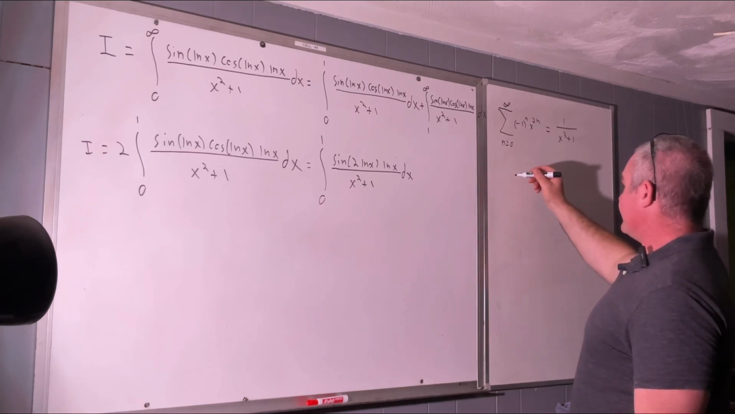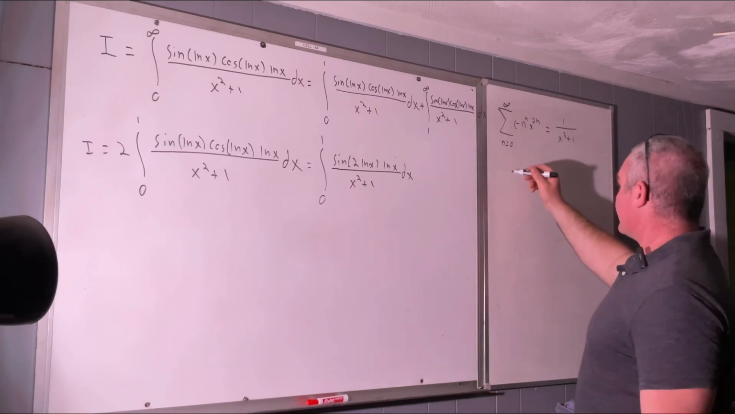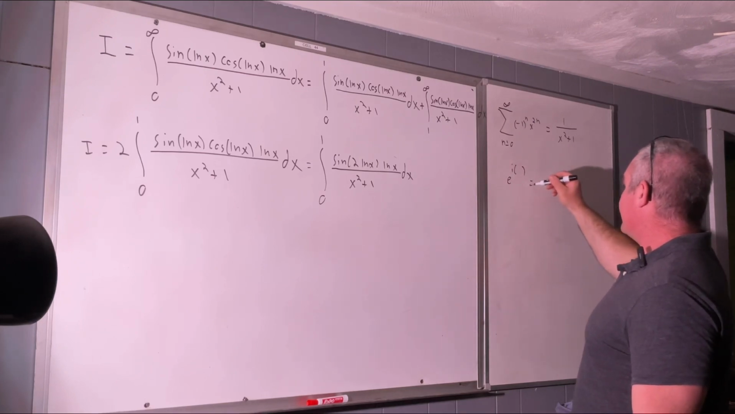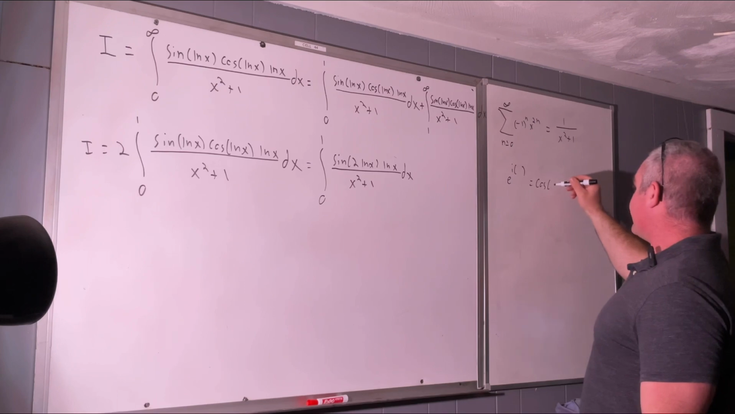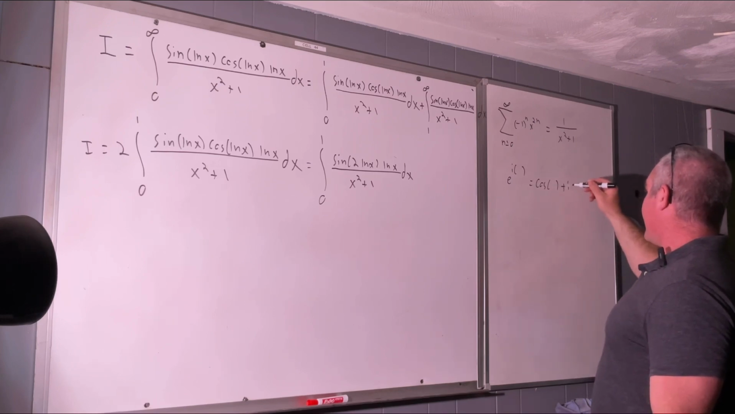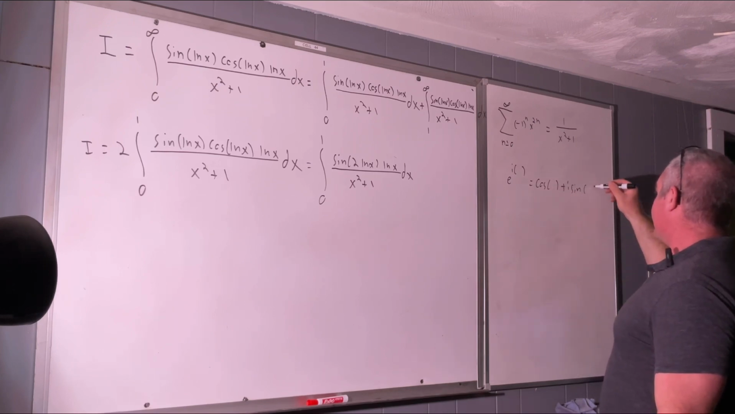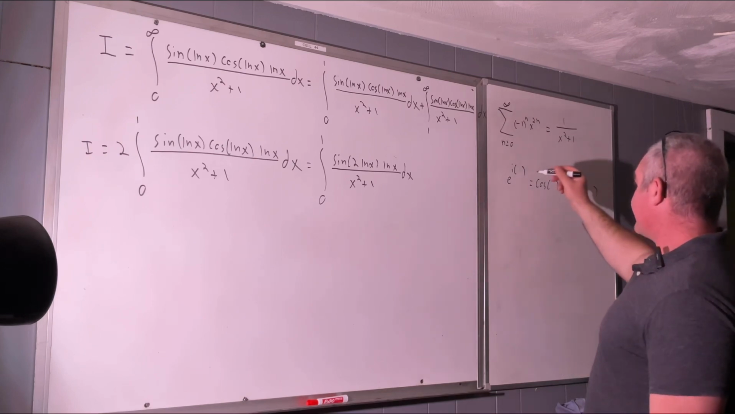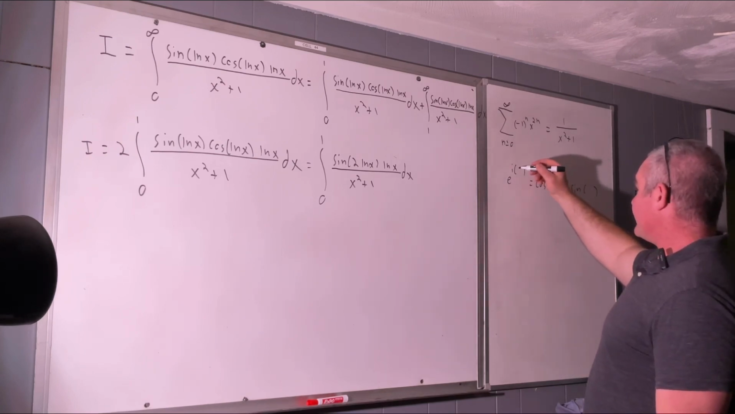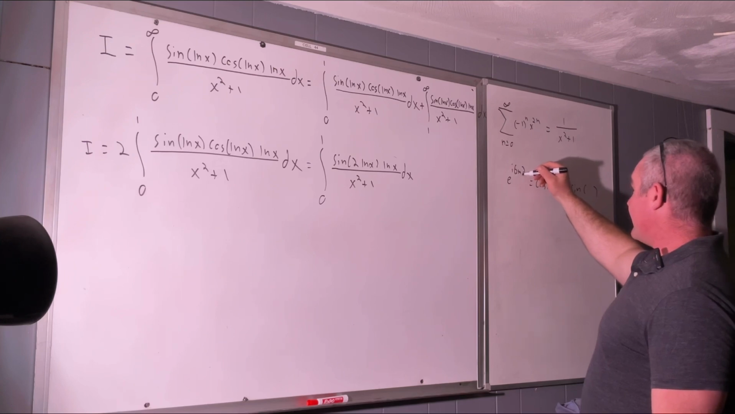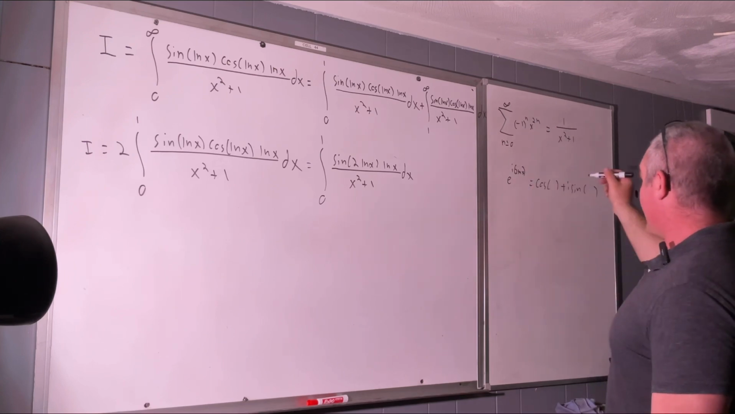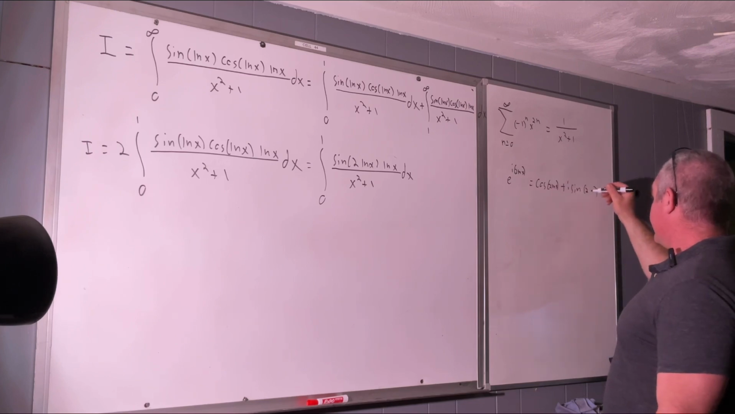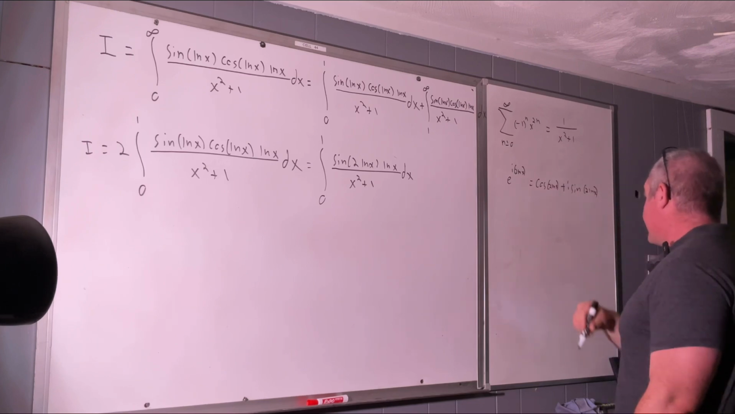Also, we want to recall Euler's formula. It says e to the i something is equal to cosine something plus i sine of something. In this case, what I'd like to do is put 2 natural log x for our something.